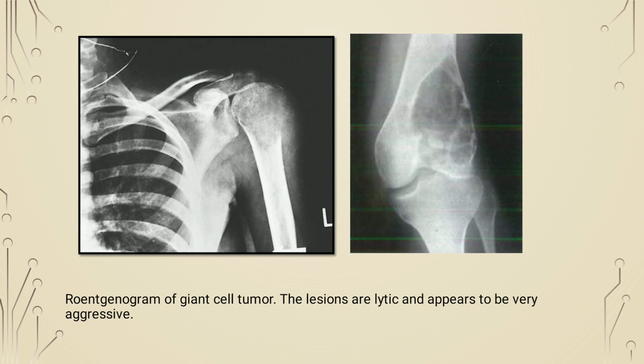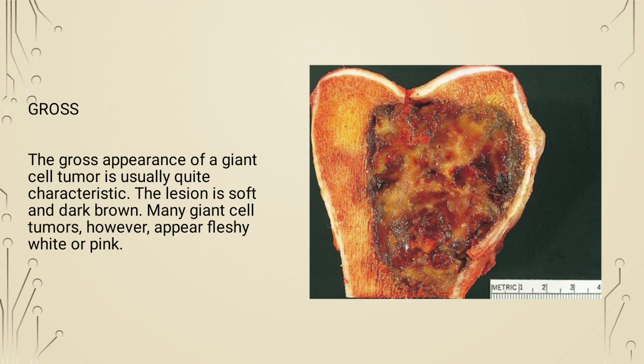On radiological examination of giant cell tumor, the lesions are usually lytic and appear very aggressive. Here we can see the lesion is present on the proximal end of the humerus, and in the second photomicrograph it is present on the distal end of the femur, giving a typical soap bubble like appearance. On gross, the lesion is soft and dark brown, and it is usually fleshy with white or pinkish coloration.